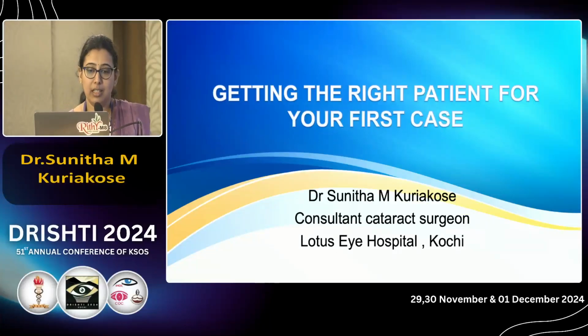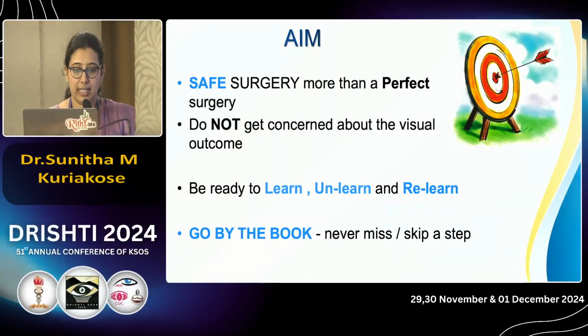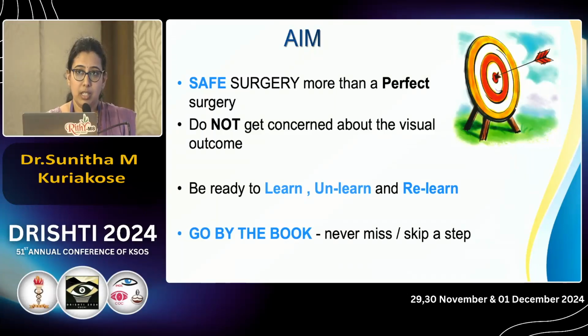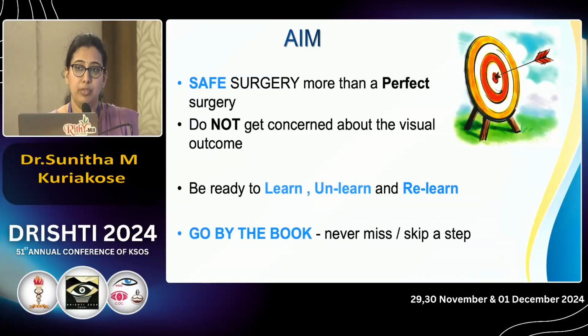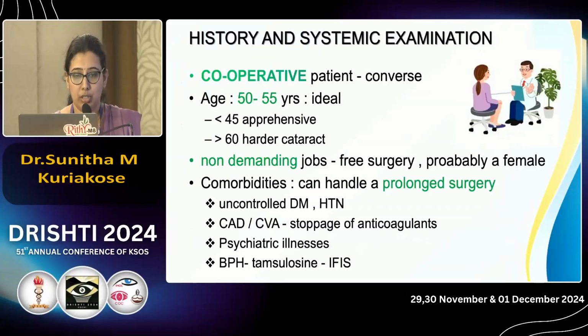So I'll be discussing how to get the right patient for your first case. The aim of a surgery during our inexperienced stage is to have a safe surgery more than a perfect surgery. We are not concerned about the actual visual outcome, but we need a safe and good surgery. We must be ready to learn, unlearn and relearn what we have already done. Always go by the book, that is, never miss or skip a step. Don't take any shortcuts. The first important thing is history taking and the systemic examination.